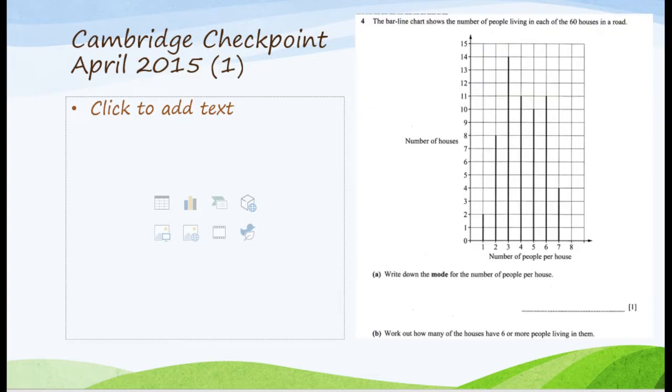Okay, now we go to question number 5, and not number 5, I don't know, question number what? 1, 2, 3. Yeah, the bar line.